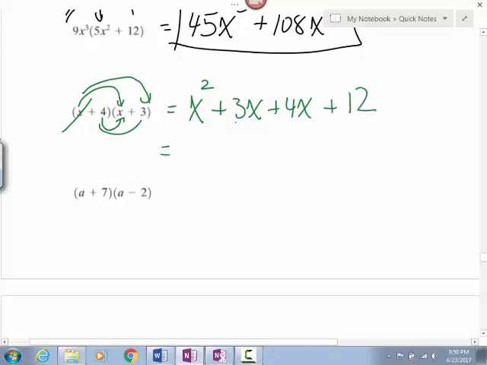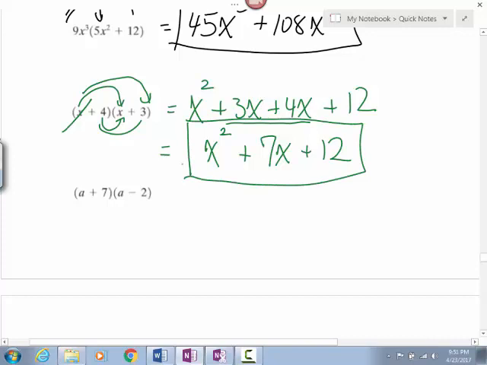Now, we can actually combine these two here in the middle. So we have an x squared. 3x plus 4x is simply 7x, and then our plus 12. So just a reminder, when you're combining like terms, the only thing we're really doing is adding the numbers in front, or adding the coefficients, but we're not changing the exponents anymore.